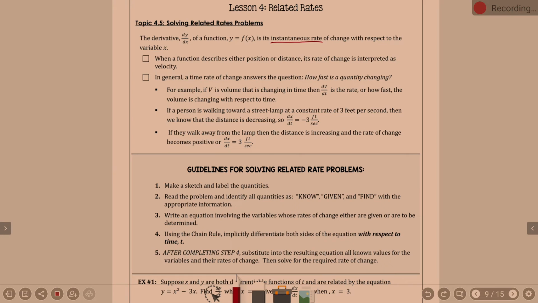If you were walking away from the lamp, and we're talking about distance from the lamp, then the distance is increasing and the rate of change becomes positive. All kind of stuff we know a little bit, but we're going to really work with it more and put it into play. Now, this says guidelines for solving related problems, okay?